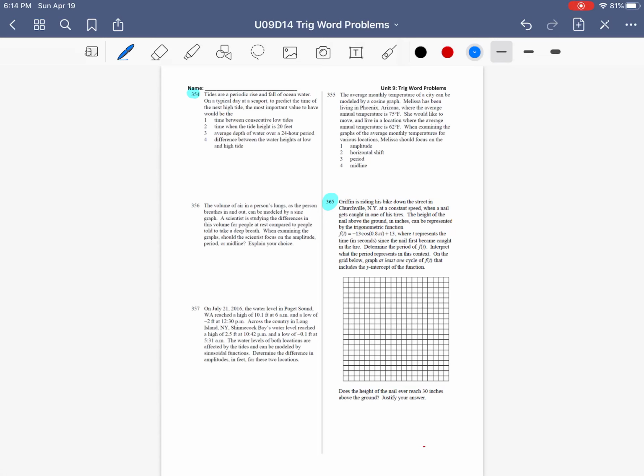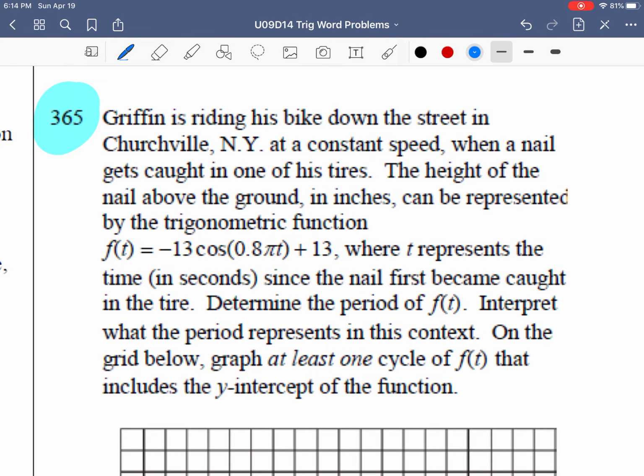All right, we're going to go over the last question on page 2 of our assignment. That's question number 365. It says Griffin is riding his bike down the street in Churchville, New York, at a constant speed when a nail gets caught in one of his tires. The height of the nail above the ground in inches can be represented by the trigonometric function right here, where t represents the time in seconds since the nail first became caught in the tire.